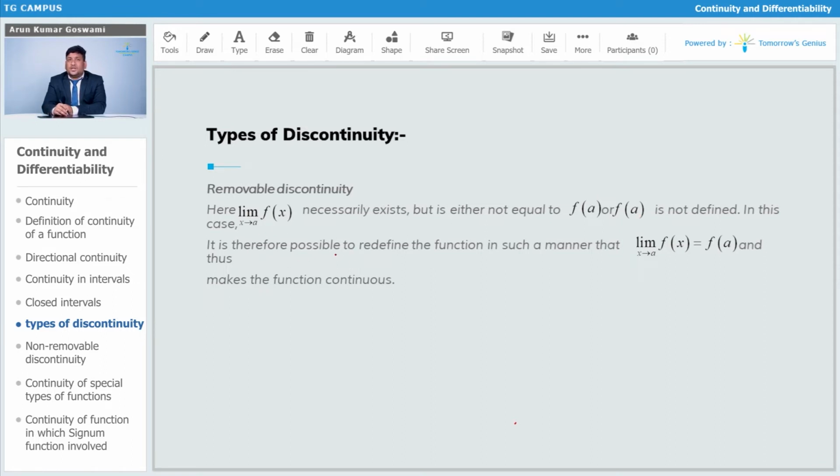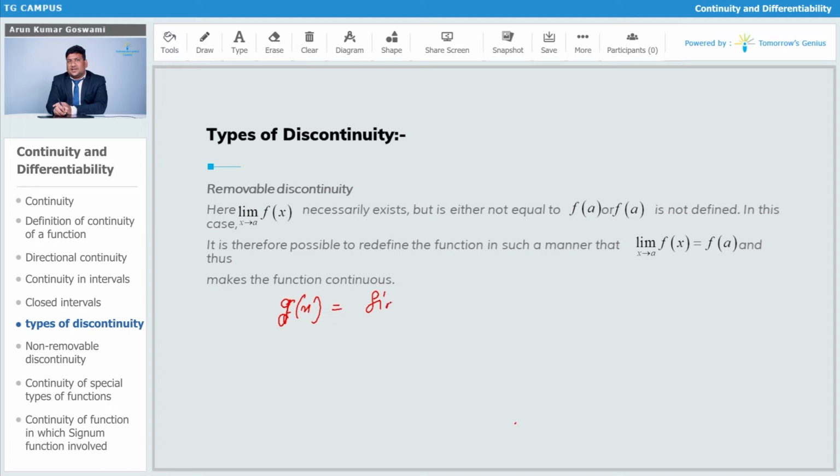So it is possible therefore to redefine a function in such a manner that limit x tends to a of f of x is equal to f of a and makes the function continuous. How is it possible? Probably you'll be confused. So I will start with some example. Let's take the example. So I'm taking one function f of x, or I'll take g of x.